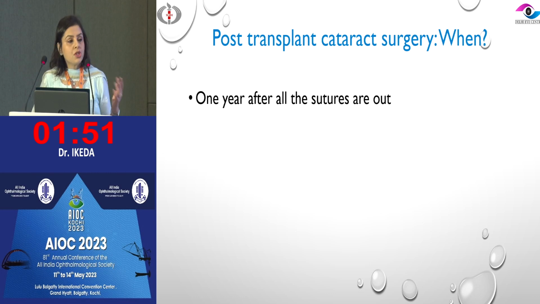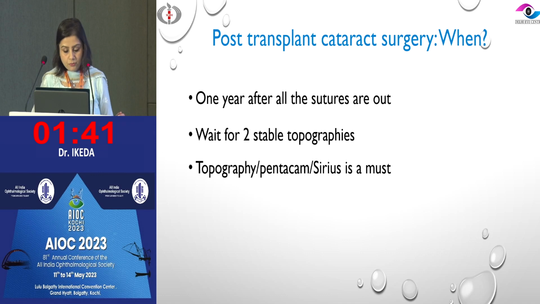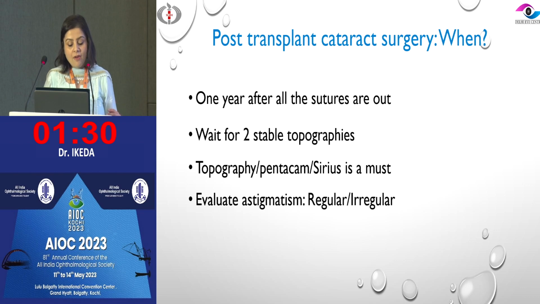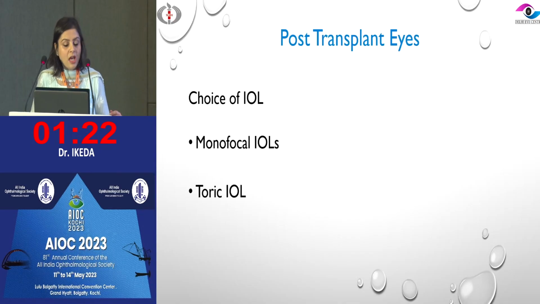Even after the sutures are in and we have done a topo-guided suture removal, we have to wait for 2 stable topographies, and if we feel the topography is stable, then we can still go ahead with cataract surgery. A topography is a must before taking up these patients for cataract surgery. We have to look at the surface and see how regular it is. Evaluation of astigmatism would help us decide what kind of IOL we need to implant in these eyes, whether it is regular or irregular. So how do we choose the IOL?